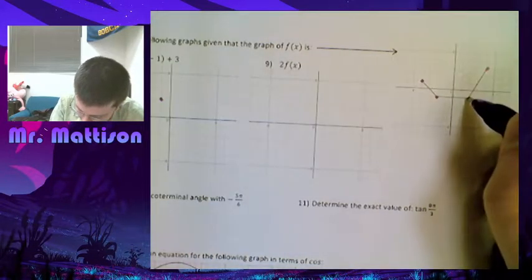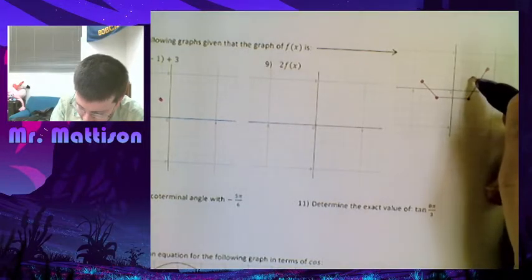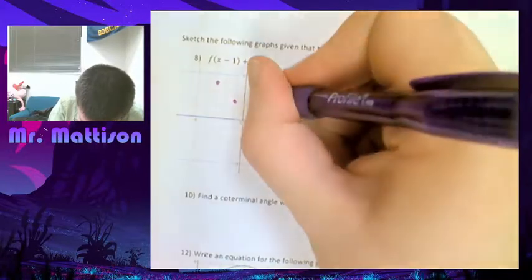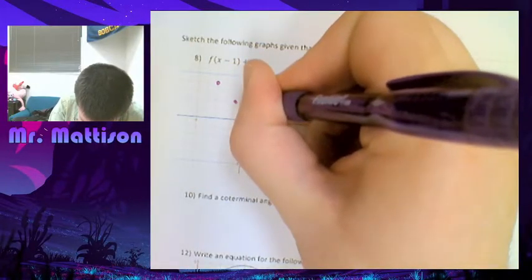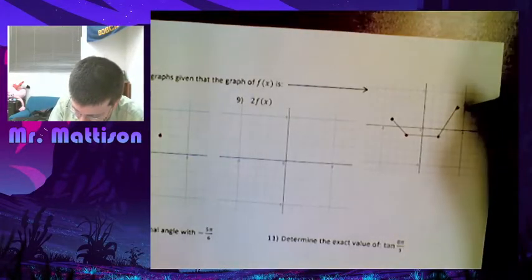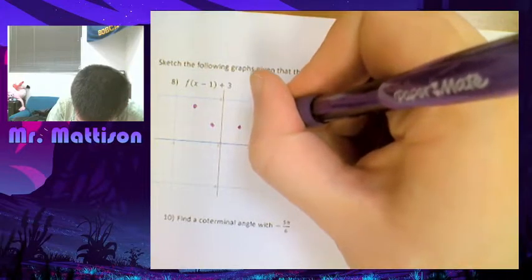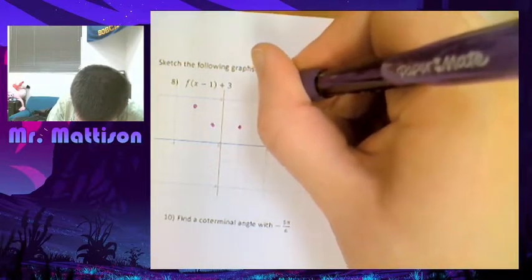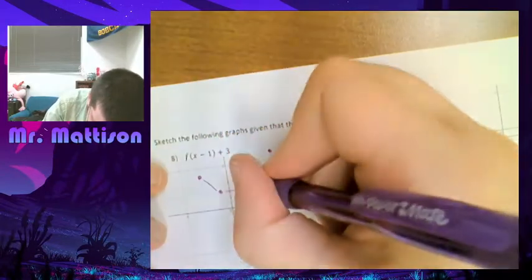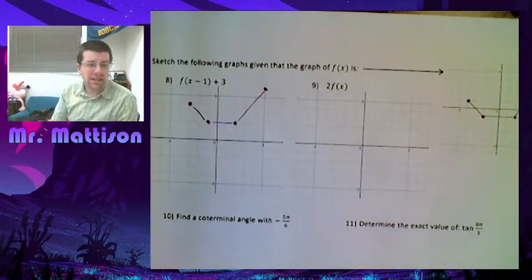Then here we're going right 1 and then up 3. So it's going to be positive 2, positive 2. And then over here we're going right 1 and then up 3. So this is going to be at 5, 6. And I can just draw my lines between those. And there we go. So when doing shifts, it's a little easier just to deal with each point individually.